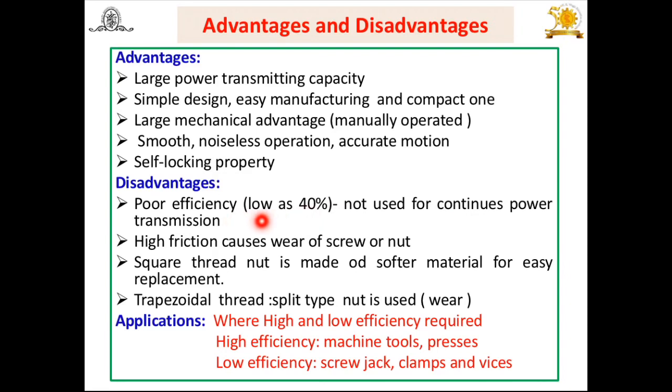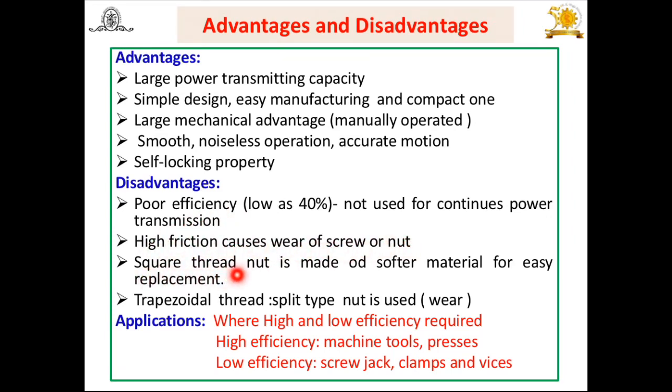But in other screw jacks, we are not continuously using the screw jack. As and when required, we are using it. Likewise, the C-clamp, bench vices and other devices are also used as per our requirement. This is the limitation because of poor efficiency. Then the second one is high friction. Here there is high friction between the nut and the screw, which causes wear of the screw and the nut.